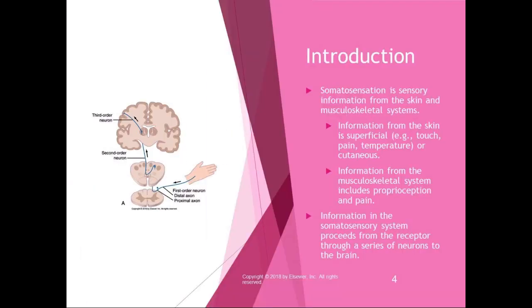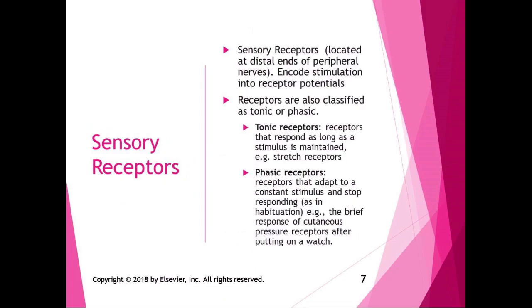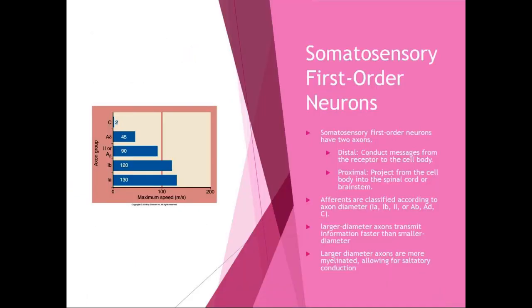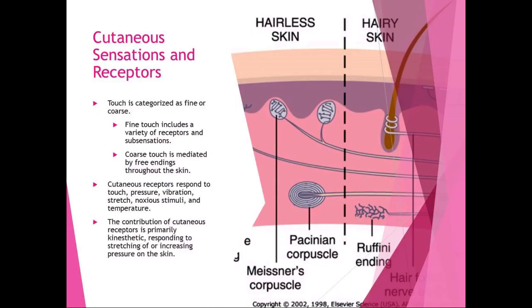In the first part, we just basically introduced the sensory receptors, and we ended the last lecture on somatosensory first order neurons, talking about the functional significance of axon diameter. Larger diameter axons transmit information faster than smaller diameter, and larger diameter axons are more myelinated, allowing for saltatory conduction, and that speeds up the transmission as well.